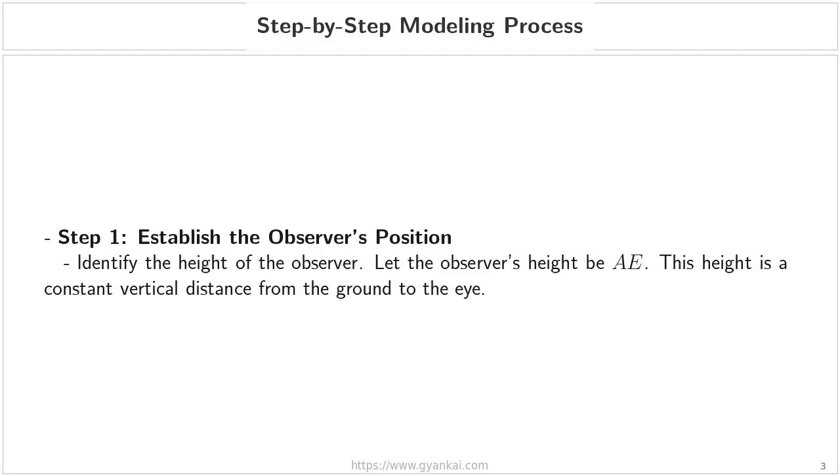Step-by-step modeling process. First, step 1, establish the observer's position. Before we look at the tower, we must identify the height of the person standing there. We'll denote the observer's height as AE. Think of this as a constant vertical line representing the distance from the ground up to the observer's eye.